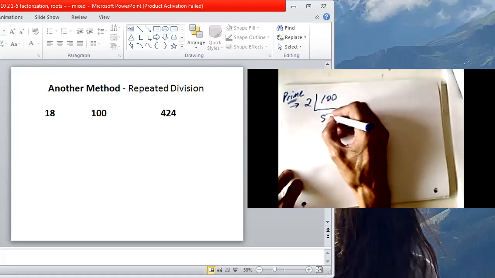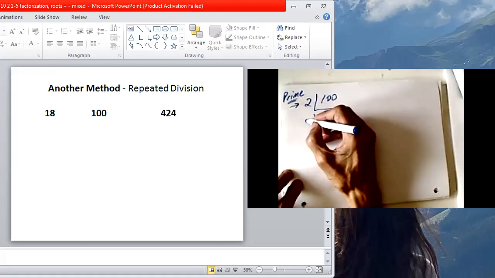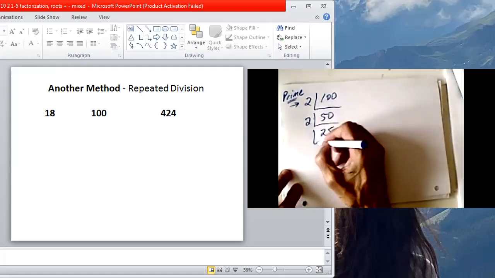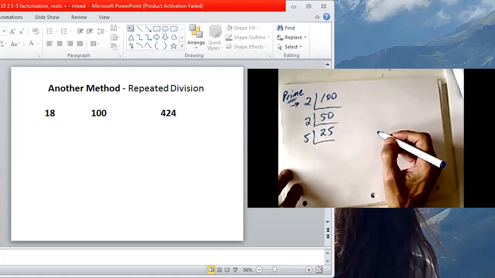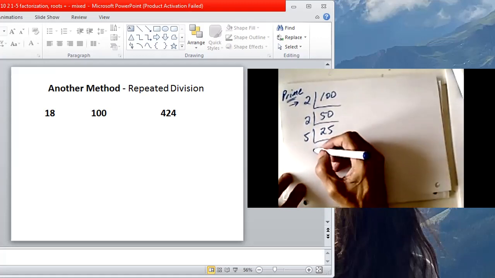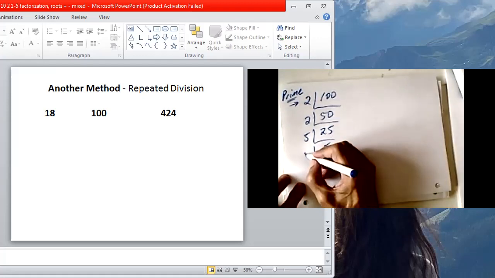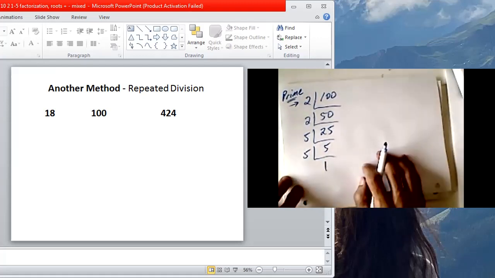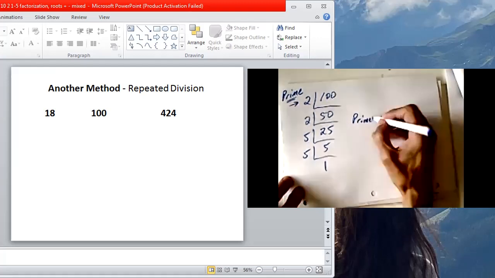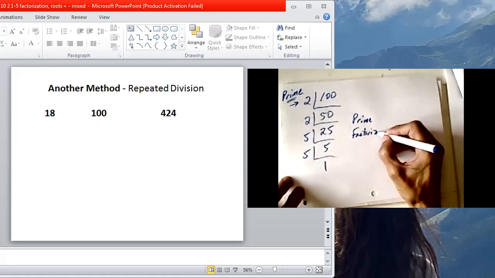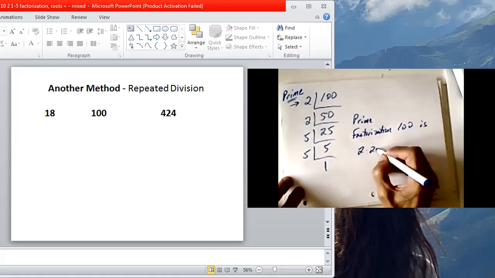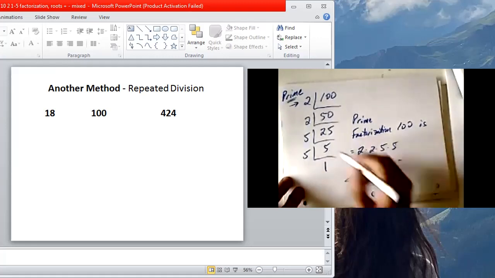100 divided by 2, 50. What prime number goes into 50? I'm going to say 2 because it's true. You divide and what do you get? 25. What prime number goes in? 5 goes into 25. You do the dividing, what do you get? 5. Okay, one more time. What prime number divides? Clearly it's 5. And then 5 divided by 5 clearly gives you the value of 1. So the prime factorization of 100 is 2, 2, 5, 5. Repeated division stylings.